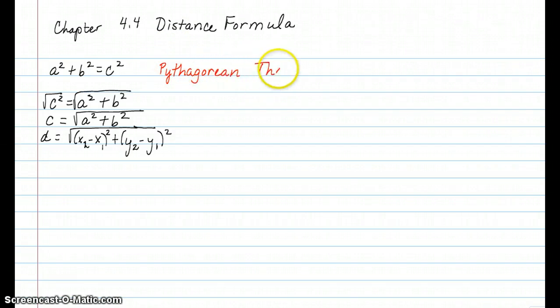And here's how it transforms into the distance formula. It is through this process that it goes from the Pythagorean theorem to the distance formula.